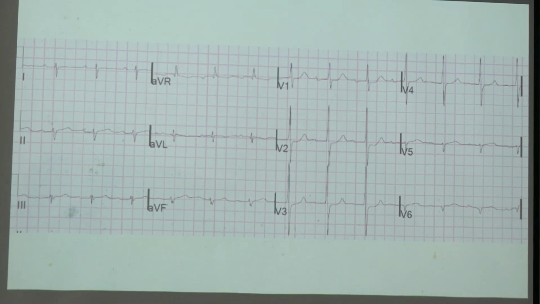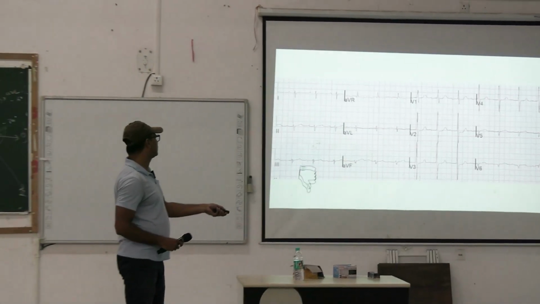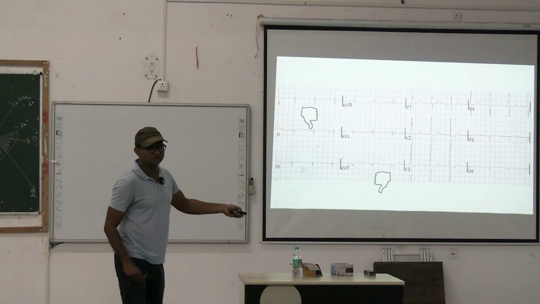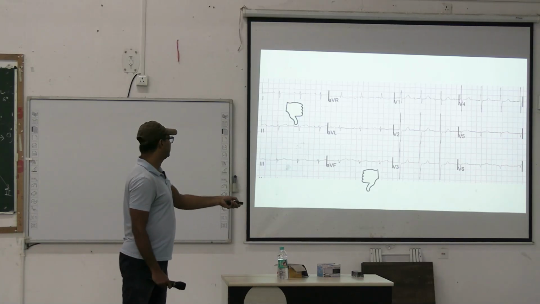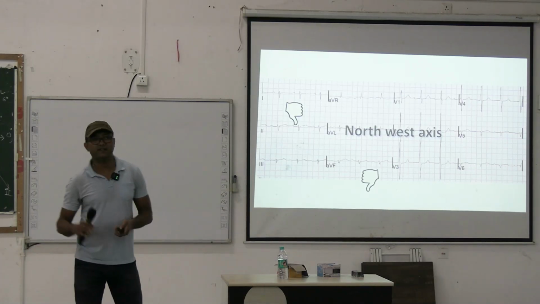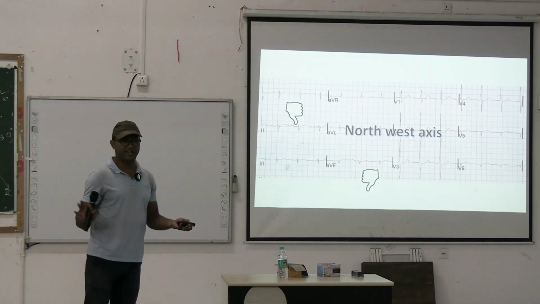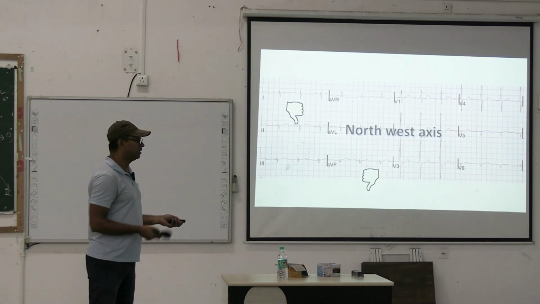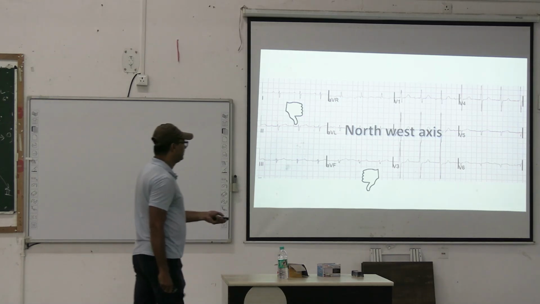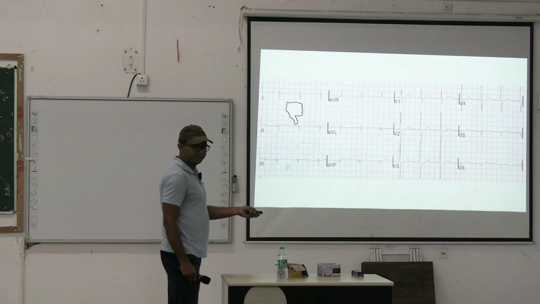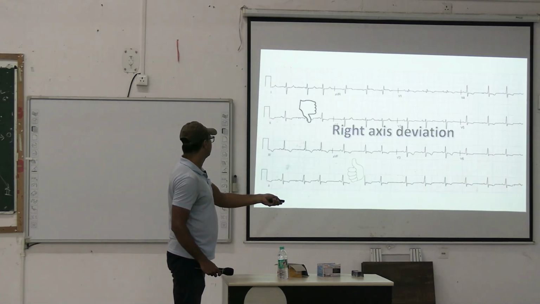Okay, so this is a harder one because this is called northwest axis, because both thumbs are down. This is an extremely rare condition, perhaps you will never see an ECG with northwest axis in your practicing life. In all common clinical cases you will see either left axis deviation, right axis deviation, or normal axis. This will not be asked, this is a PG level question.